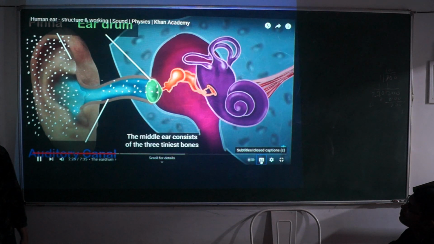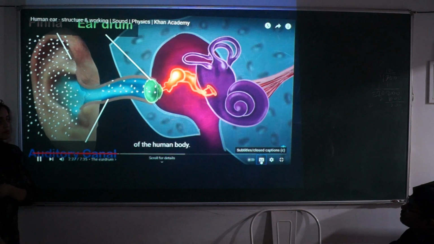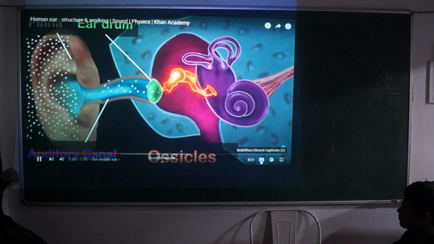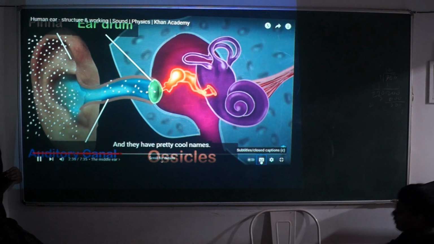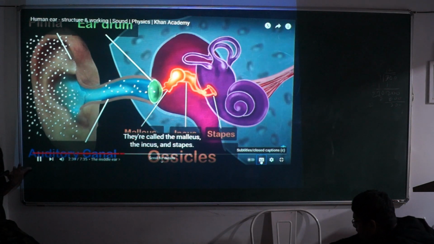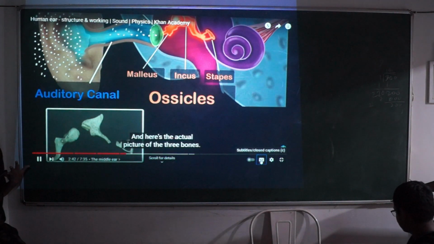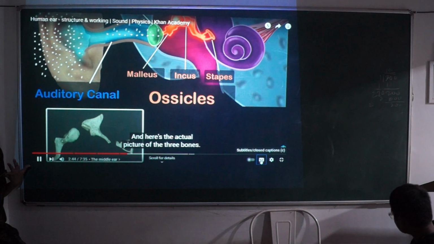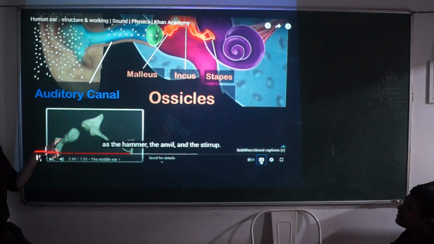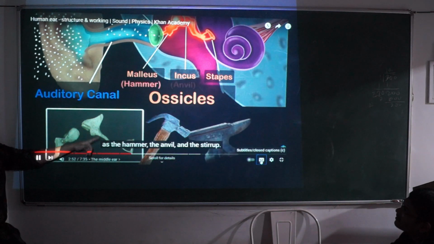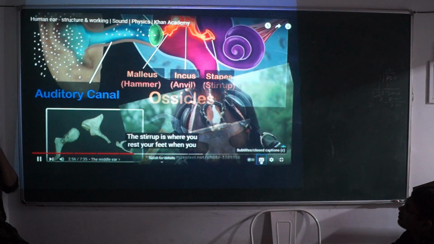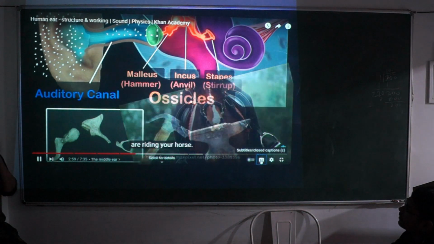The middle ear consists of the three tiniest bones of the human body, and they're together called the ossicles. And they have pretty cool names. They're called the malleus, the incus, and the stapes. And here's the actual picture of these three bones. Because of their shapes, they're also commonly called the hammer, the anvil, and the stirrup. Look at it magnified. Stirrup is where you rest your feet when you're riding your horse.